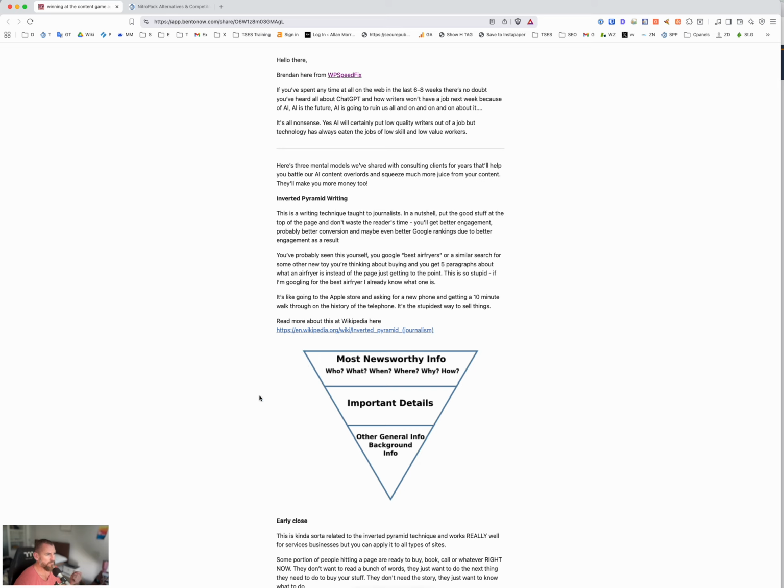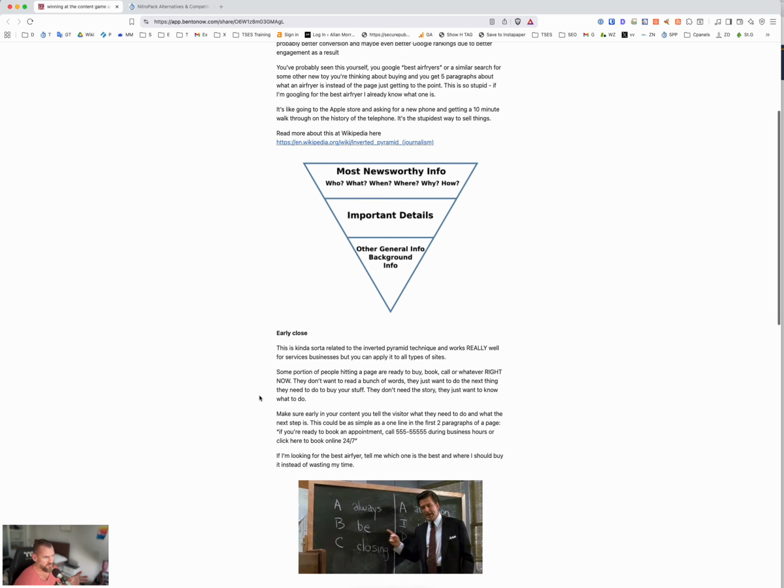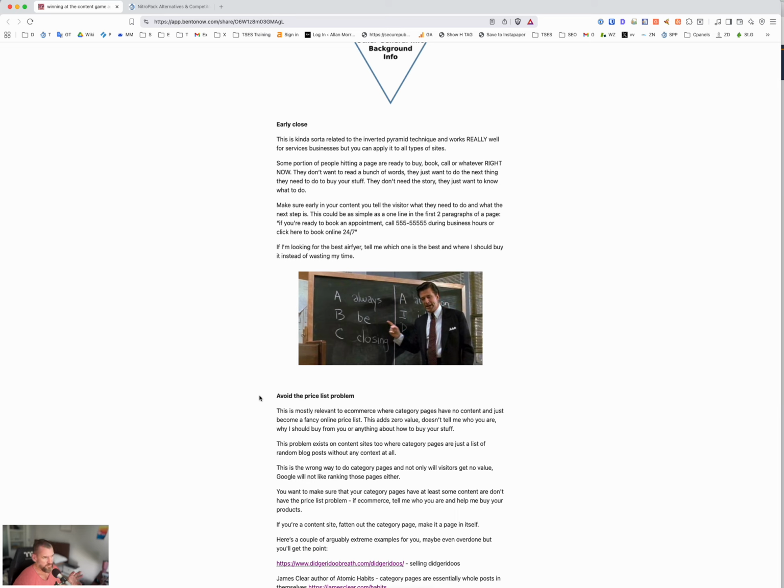So that's one of the many mental models we use for optimizing content, for making content perform better and making it more sticky. Again, it goes hand in hand with some of these other concepts like the early close, price list problem, and also the click-through rate optimization, which we talked about in a previous video.